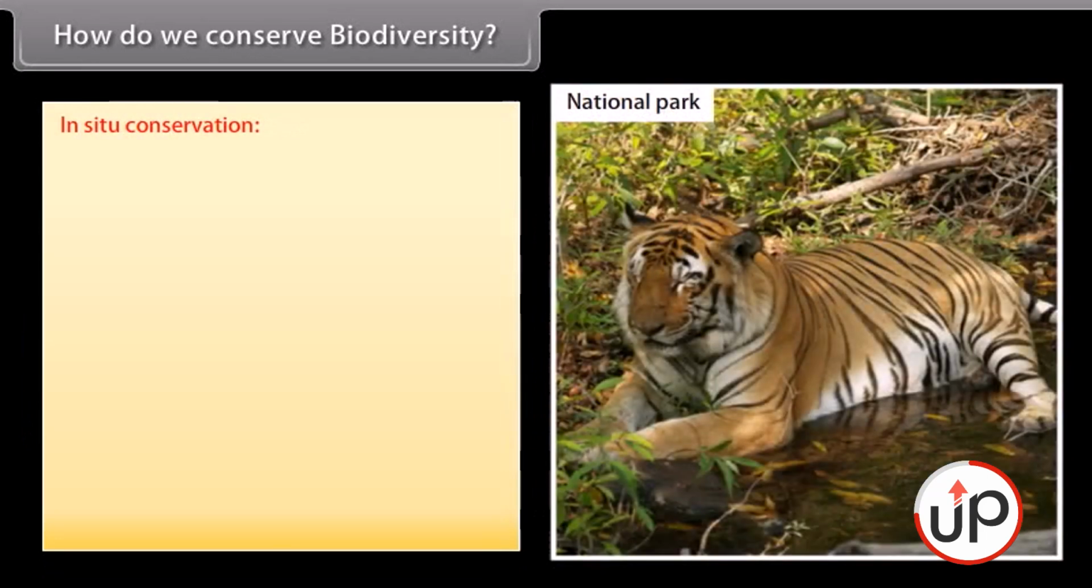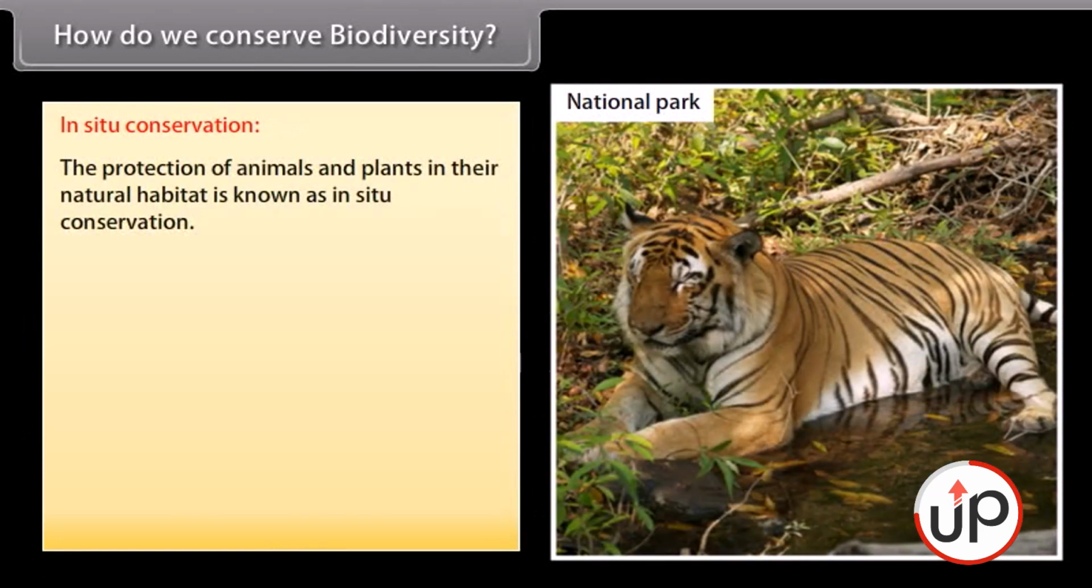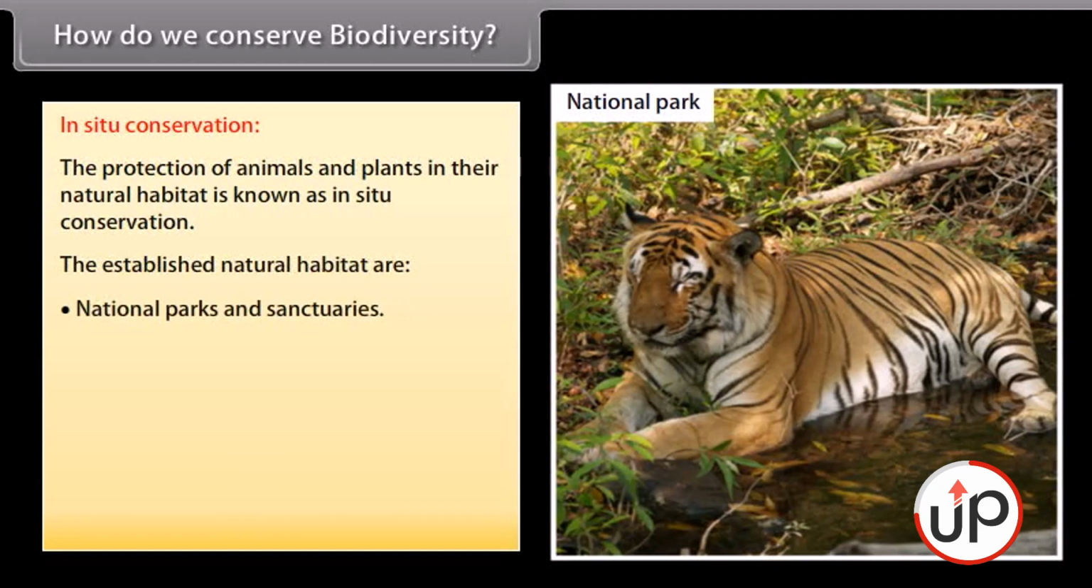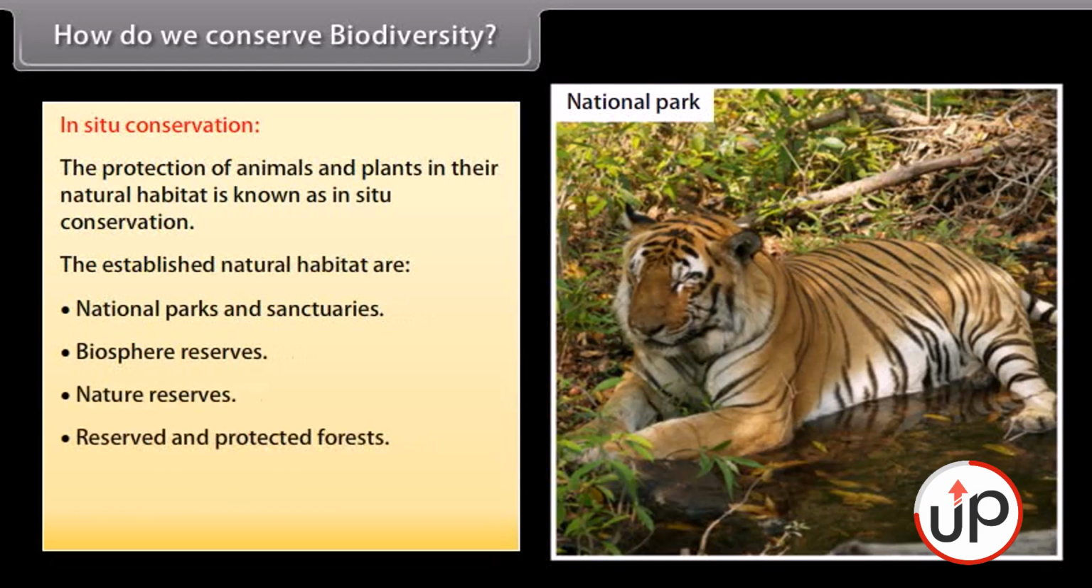In situ conservation. The protection of animals and plants in their natural habitat is known as in situ conservation. The established natural habitats are national parks and sanctuaries, biosphere reserves, nature reserves, reserved and protected forests, and preservation plots.